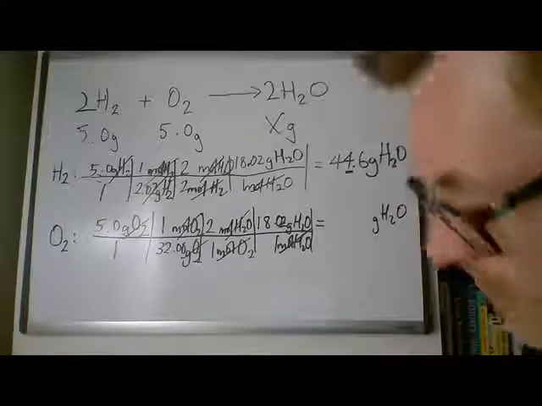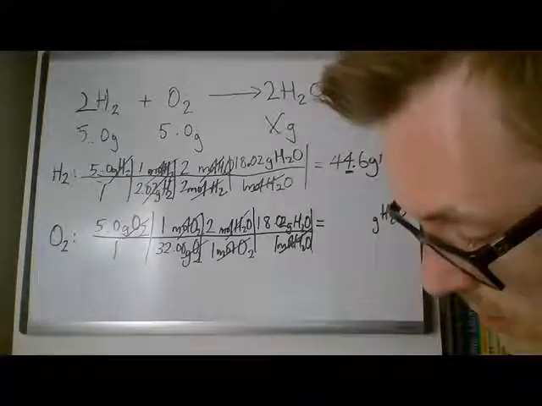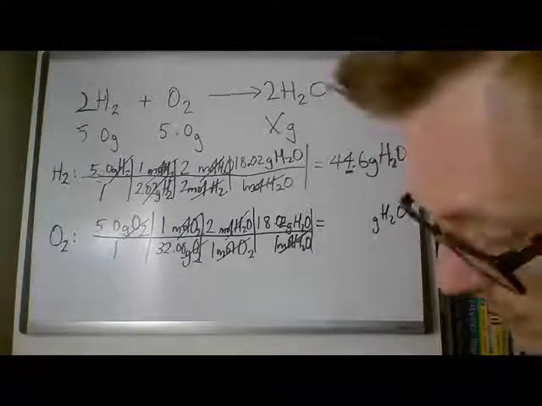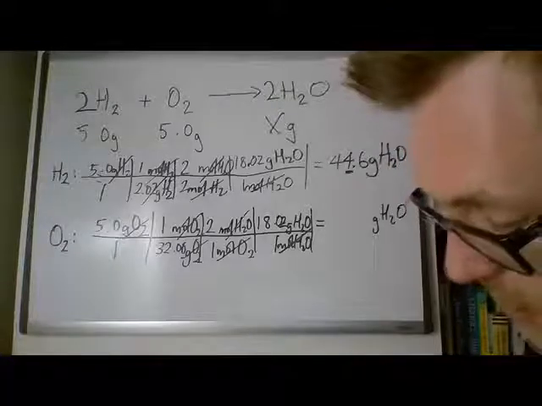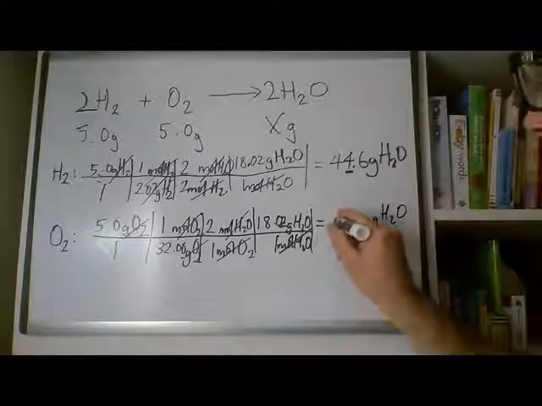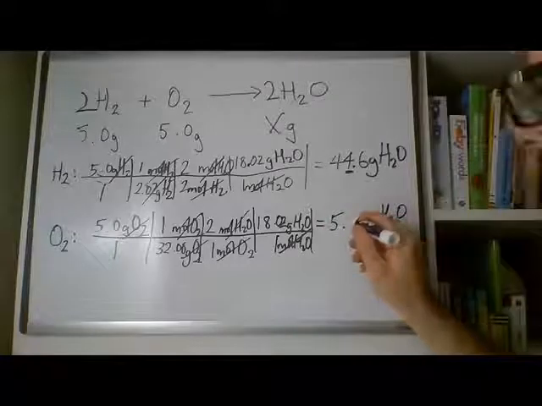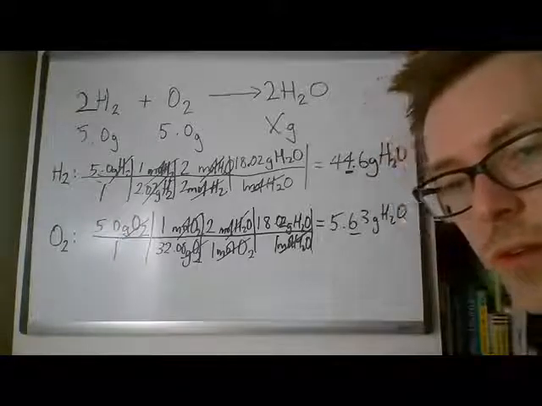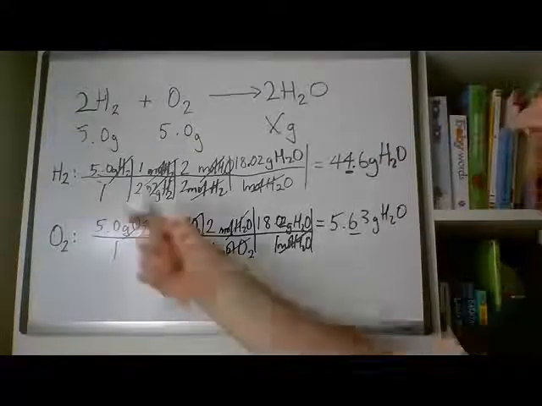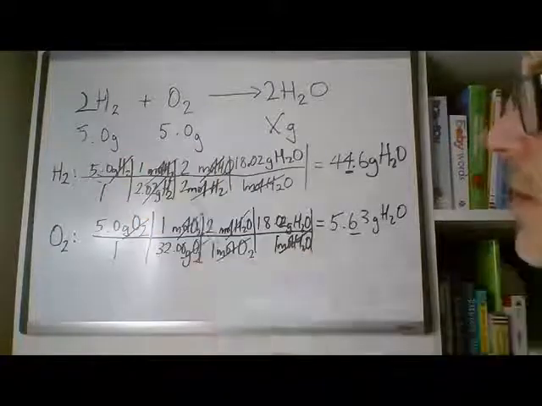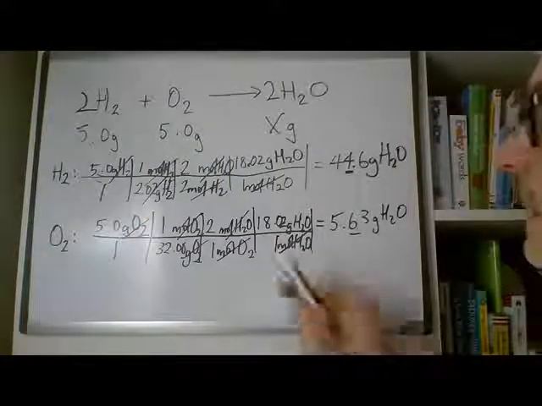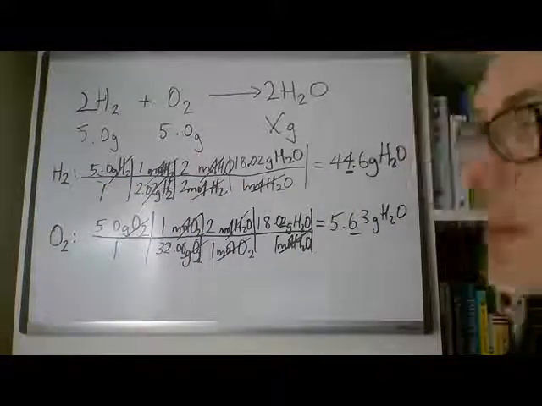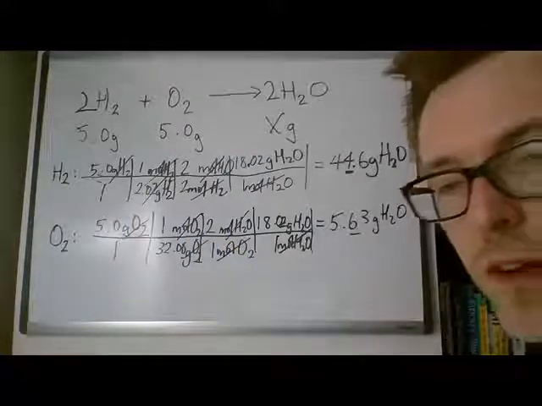Okay, so we've got 5 multiplied by 1 multiplied by 2 multiplied by 18.02 divided by 32 divided by 1, etc. So this gives me 5.63. I'll underscore that 6 because it'll remind me to round it to 2 sig figs later. So I had an equal mass of reactants, but the hydrogen, if I use that number, gives me 44.6 grams. The oxygen, if I use that, it only gives me 5.6.